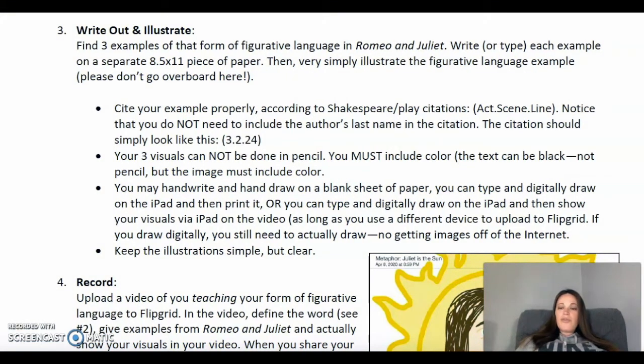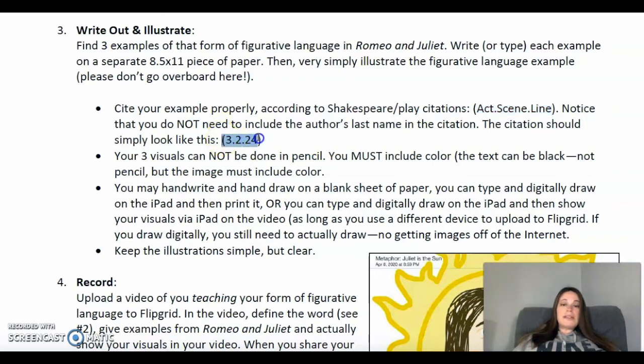Okay, some requirements that you need to be aware of. First of all, cite your example properly according to Shakespeare or play citations, which is actually different than your typical MLA formatted citation. Because in Shakespeare or play citations, you actually just do the act number, period, scene number, period, line number, period, just like this. That's what your parenthetical citation should look like. Notice that you do not need to include the author's last name in the citation. So you don't have to put Shakespeare and you don't have to put a page number. These citations are a little bit different. I don't mean to throw you off, but this is how you would cite a play. The citation should simply look like this.